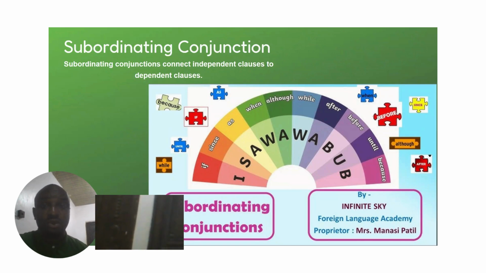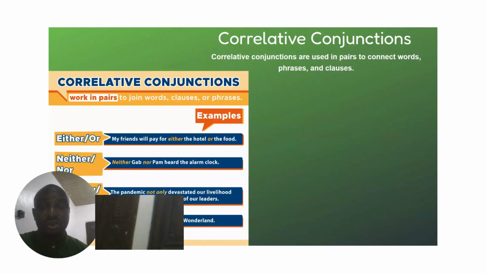Let's go ahead to correlating conjunctions. These conjunctions appear in two. They are used in pairs. And they are either or, neither nor, not also but, not only but also, both and.